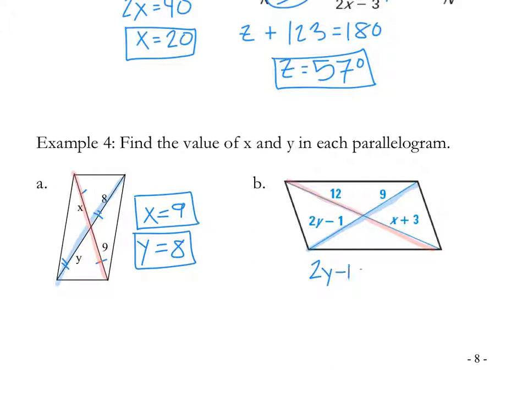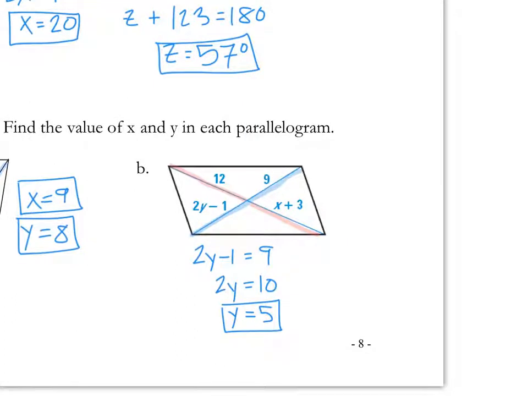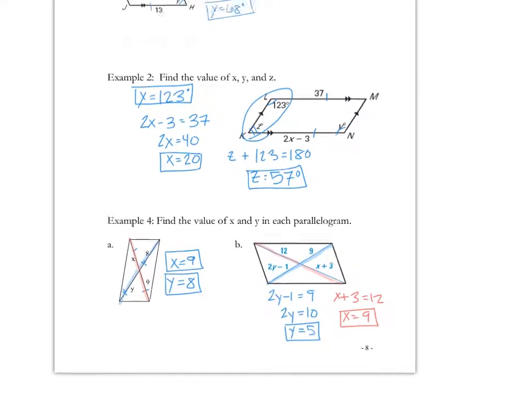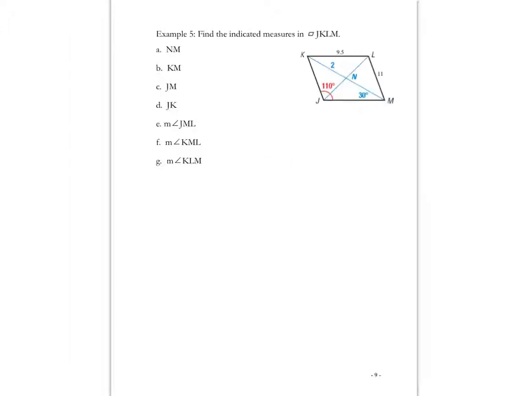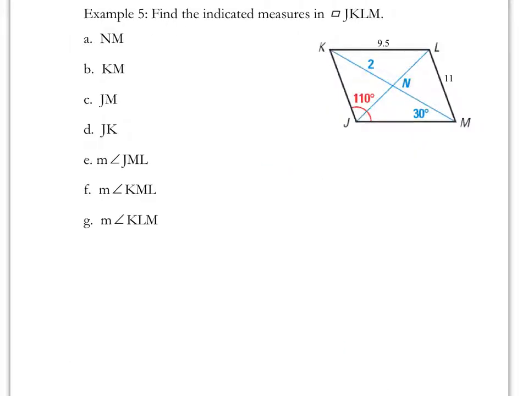2y minus 1 equals 9. 2y would equal 10. So y is 5. And then x plus 3 equals 12. So then x would be 9. So if you know your theorems, these problems are simple, but the tricky part is remembering all those theorems. All right, so here is a parallelogram.